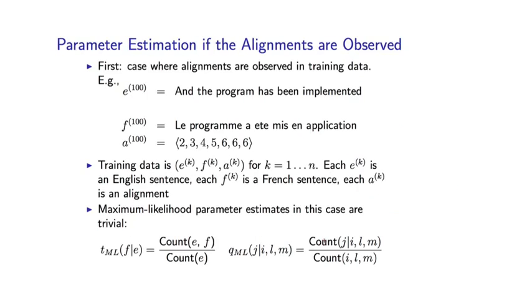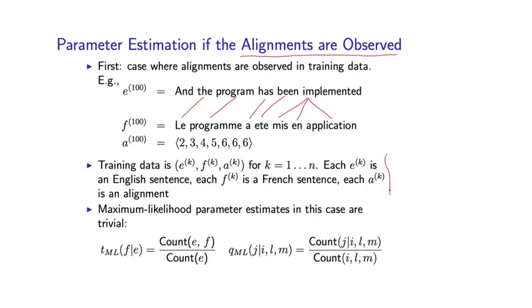So let's, as a warm-up for the EM algorithm, first consider the case where the alignments are observed. Let's just for now assume we're in this idealized setting where we do actually have training examples with alignments. So each training example would now be a triple, E, F, A. For example, this might be a 100th training example, specifying an English sentence, a French sentence, and an alignment between these two sentences. So this particular alignment would say that the first word in French is aligned to word 2, second word is aligned to word 3, and so on and so on.